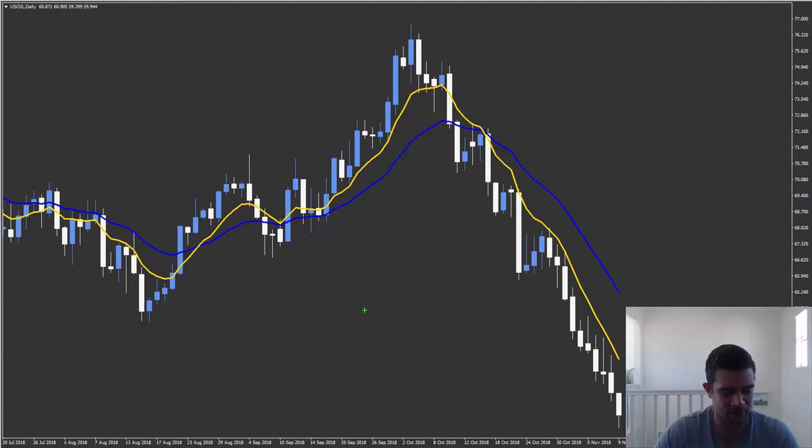Whereas if you placed an order here and this happened, you obviously would not get triggered into the trade. So we're talking about using pending orders to enter into these positions. Now, you can see on the chart in front of you, you've got an 8 and a 20 moving average.